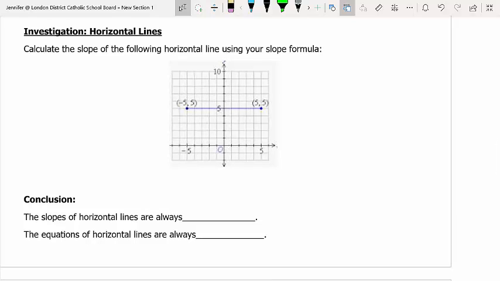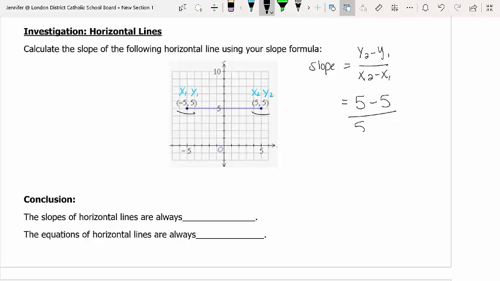Okay, let's investigate horizontal lines. So here's a horizontal line, that blue line on the graph. Calculate the slope. So remember, the slope formula is slope equals y2 minus y1 divided by x2 minus x1. So we have 2 points on the graph, so let's label them as x1, y1, x2, y2, and then let's plug it in. So y2 is 5, y1 is 5, x2 is 5, x1 is negative 5.